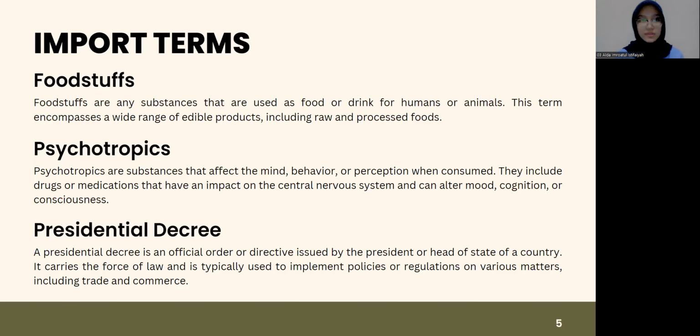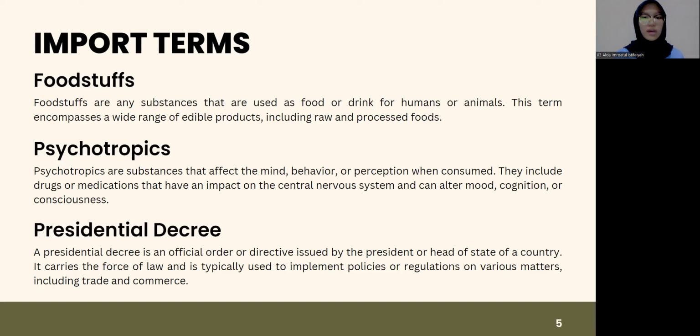And then we move to import terms. The first one, we have foodstuff. This term is categorized as an import term as it refers to substance used as food or drink primarily imported for consumption. These foodstuff are any substances that are used as food or drink for humans or animals, and this term encompasses a wide range of edible products, including raw and processed foods.